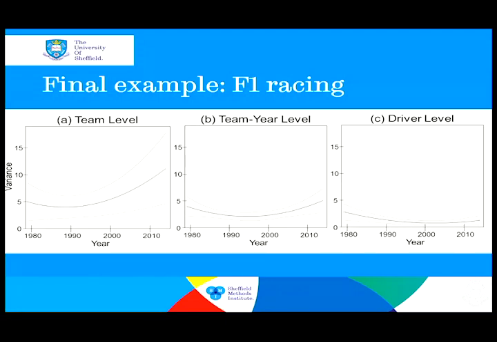And we can see this is the team variance, this is the driver variance, don't worry about the middle one for the moment. You can see the team variance is much higher and also is increasing. So as technology improves in the sport, actually which team you race for has become more important than the driver.